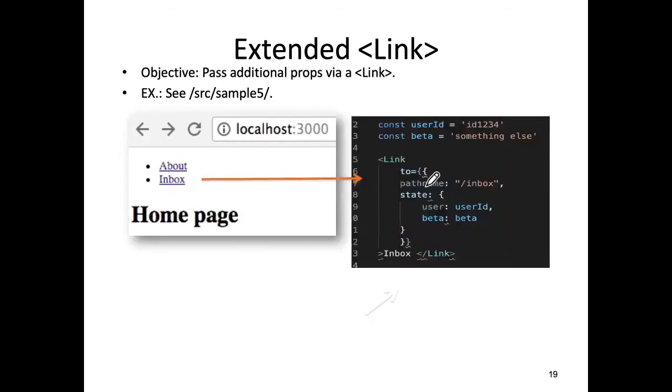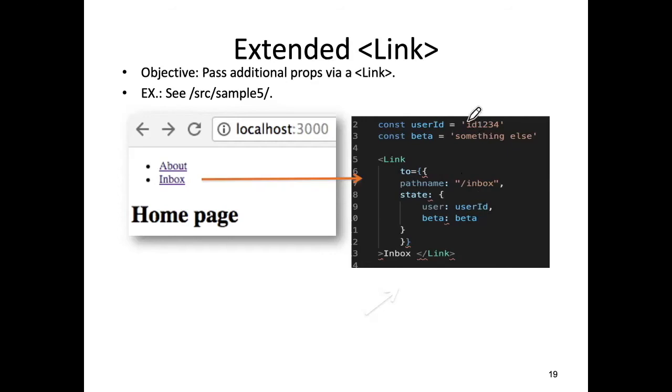And this is how I've programmed it. So here's my link component, but the to prop this time takes an object rather than the string as before. The structure of this object is dictated by the React Router library. My pathname is specifying what I want the URL of the browser to change to. And here is how I pass the additional props.